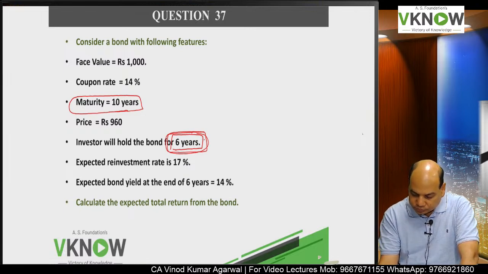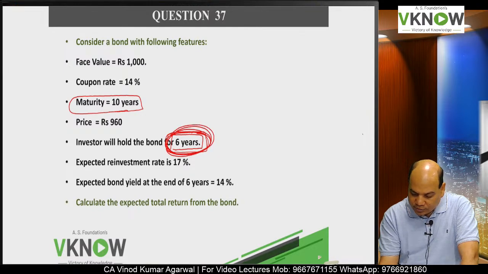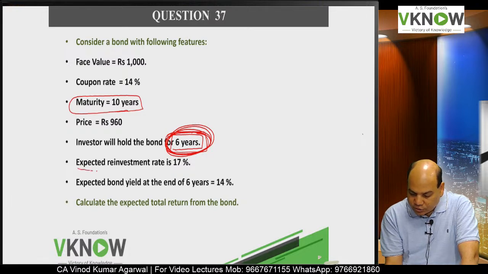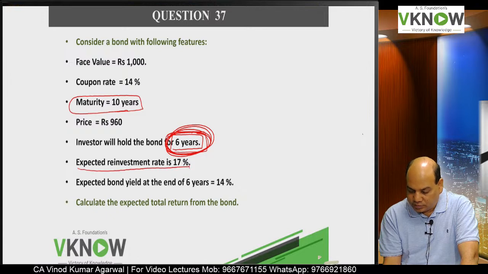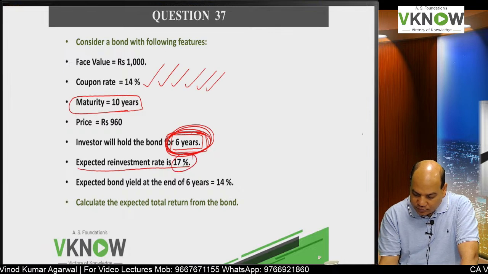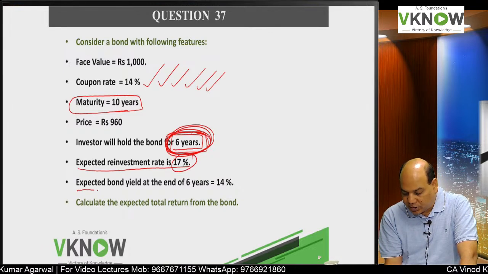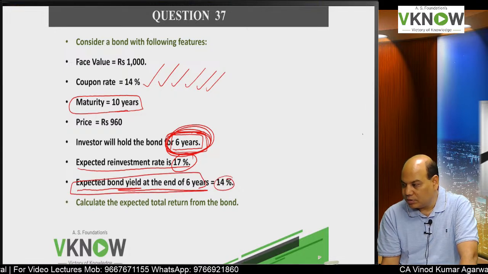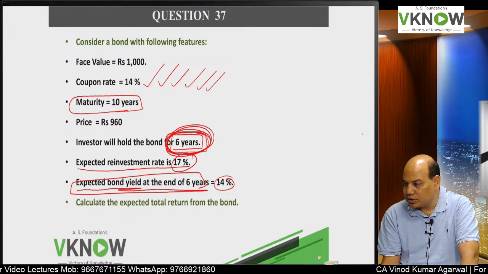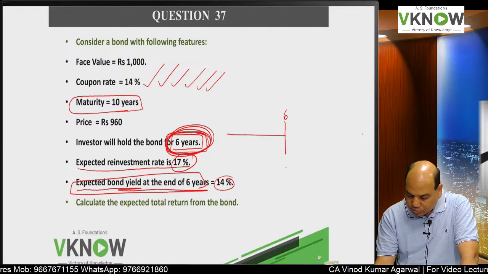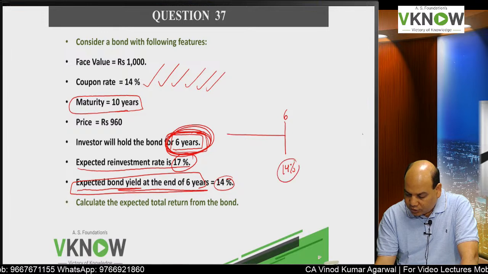That means we have to see what price the investor will get if he sells the bond at the end of 6 years. Expected reinvestment rate is 17%. That means these coupons that he will get will be reinvested at the rate of 17%. Expected bond yield at the end of 6 years is 14%. That means after 6 years are over, in the market the yield is 14%.